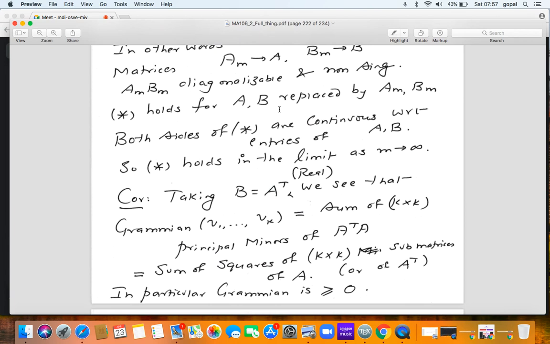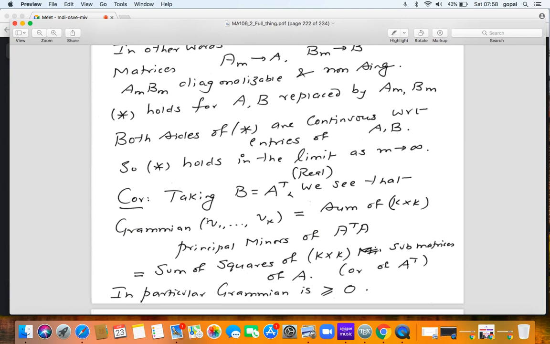This argument appears so frequently that we are looking at the first instance of exploiting the genericity of diagonalizability. An obvious special case is to take A to be a real matrix and B to be A transpose straight away. Then what will be determinant of AB? It will be simply the Gramian of V1, V2, ..., Vk. So the Cauchy-Binet formula reads that the Gramian of V1, V2, ..., Vk is the same as the sum of the k by k principal minors of A transpose A. Now I want you to write A transpose, and I want you to write A, and check that the sum of the k by k principal minors of A transpose A is exactly going to be equal to the sum of the squares of the k cross k submatrices of A.